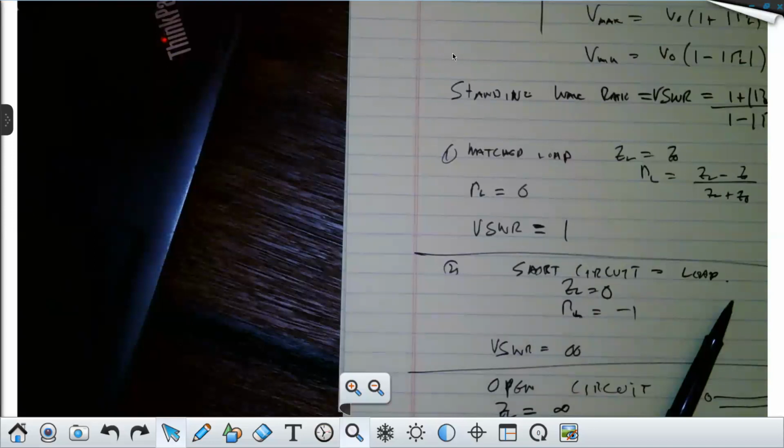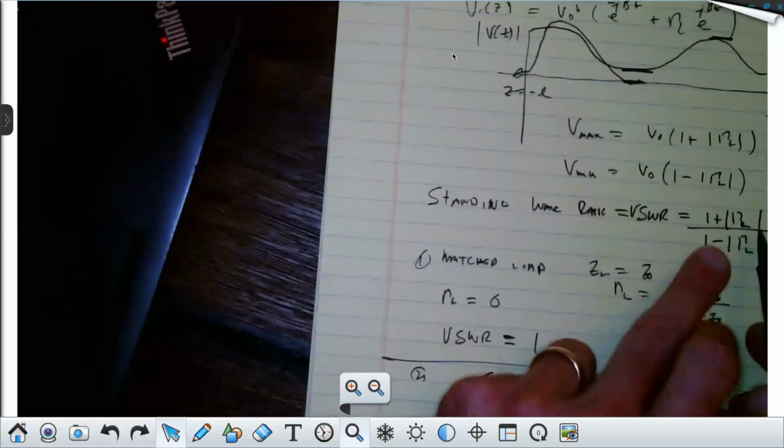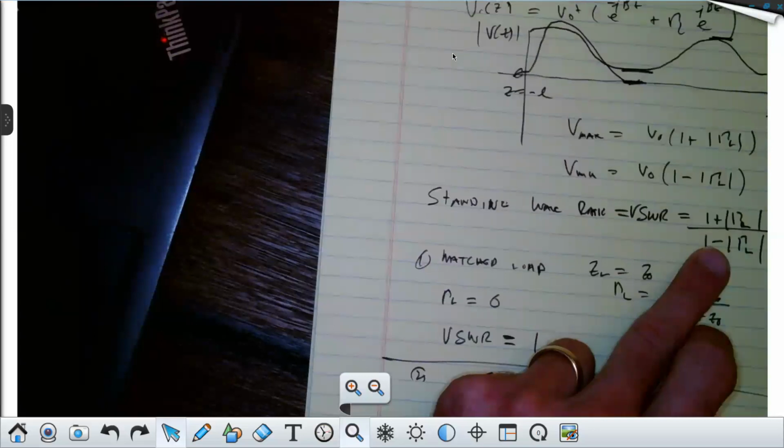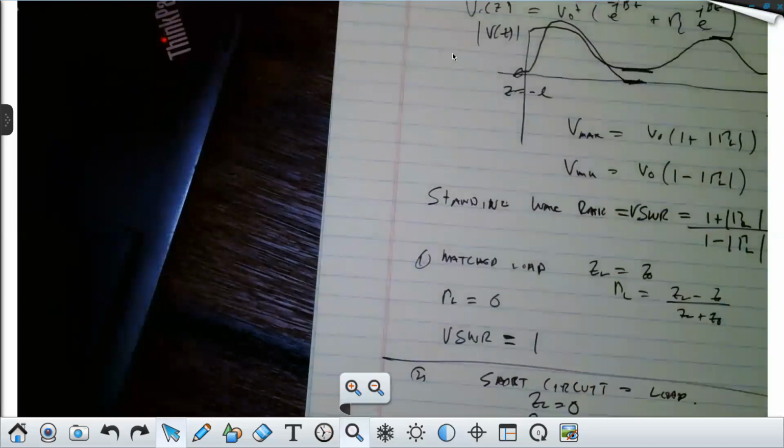It's never below 1. And the mistake people make is they forget the magnitude here, and they make this a complex number. It's not. You have to take the magnitude. It's not the real part. It's the magnitude of the reflection coefficient. Got me on that, class?